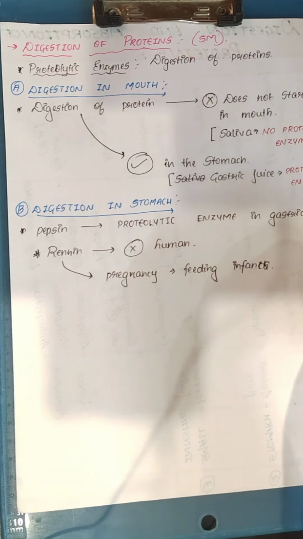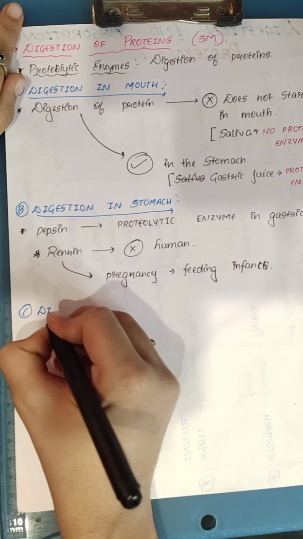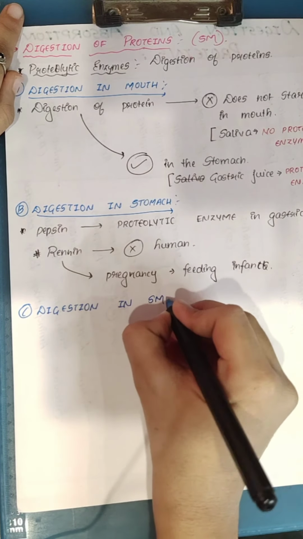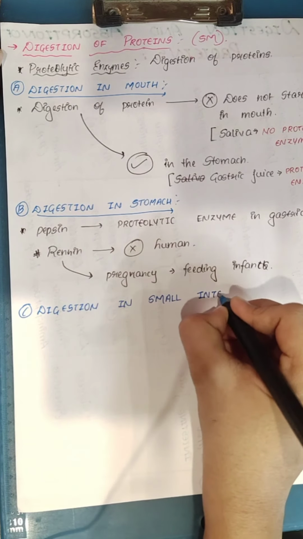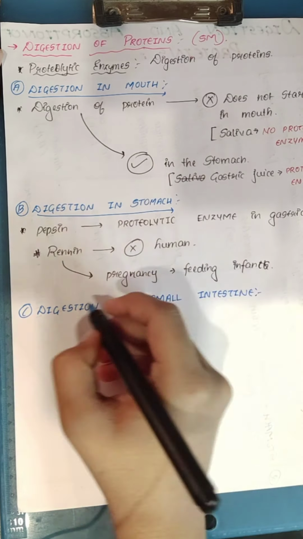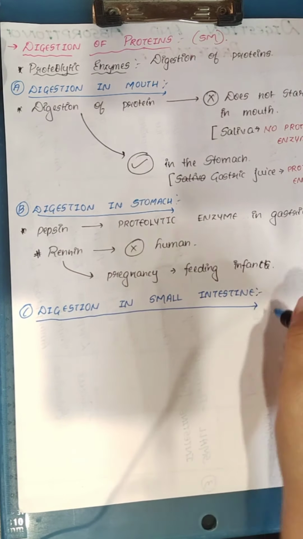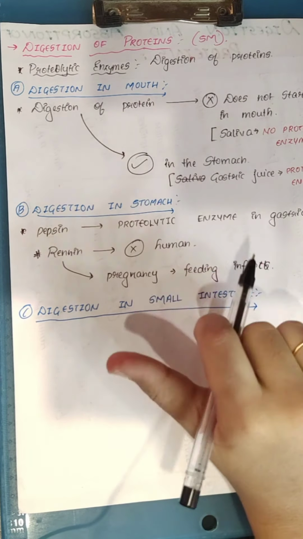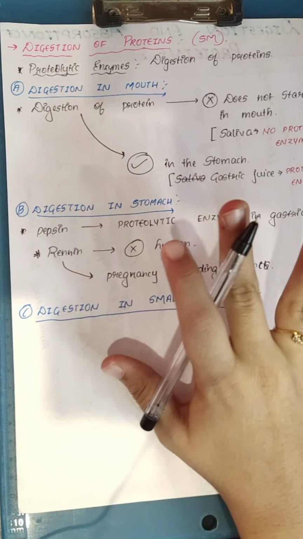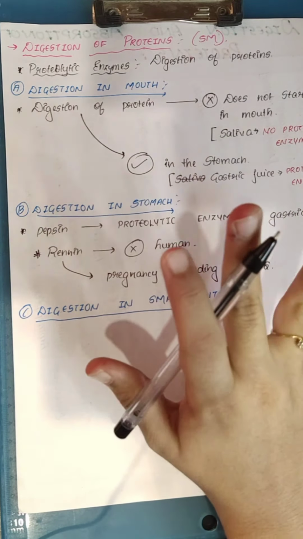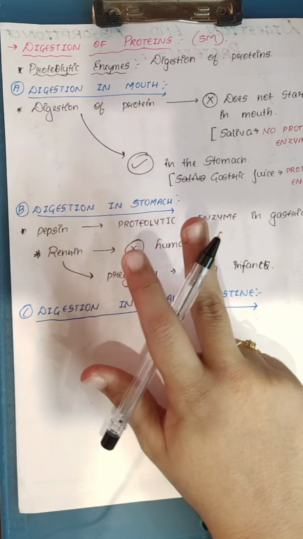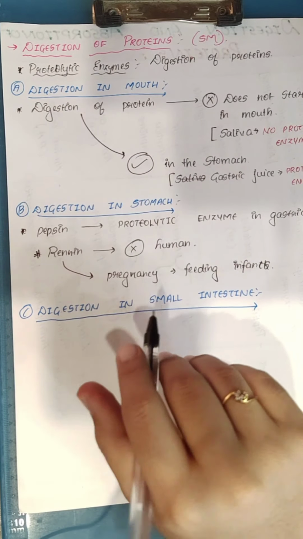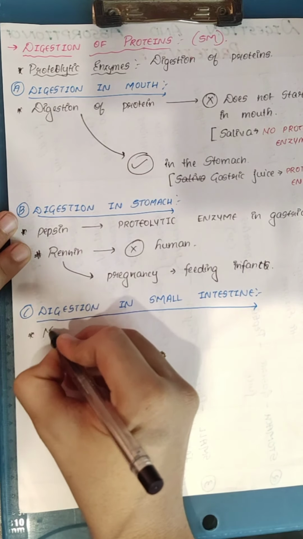Next, moving on to digestion in small intestine. Most of the proteins are digested in duodenum as well as jejunum by the help of proteolytic enzymes. There are two main juices, as I have said, that is pancreatic juice as well as succus entericus. We'll see both of the juices. We have to remember this point.